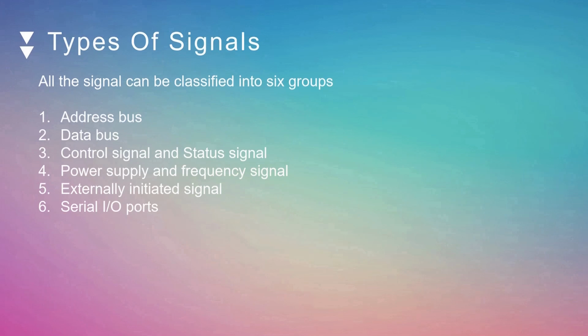Next, we have the externally initiated signals, under which INTR, TRAP, HOLD, READY, and RESET IN bar are the input ports, and INTA bar, HLDA, and RESET OUT are the output ports. All these have their own specific function. At last, we have the serial input output port. It has two signals, serial input and serial output, to implement serial transmission.